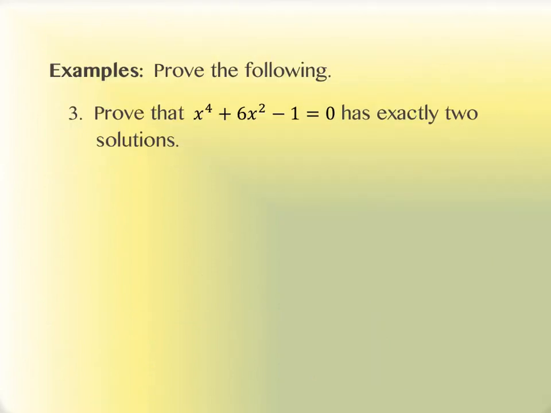Okay, we're going to do an example with it then. All right, first example. It says to prove that x to the 4th plus 6x squared minus 1 equals 0 has exactly 2 solutions.